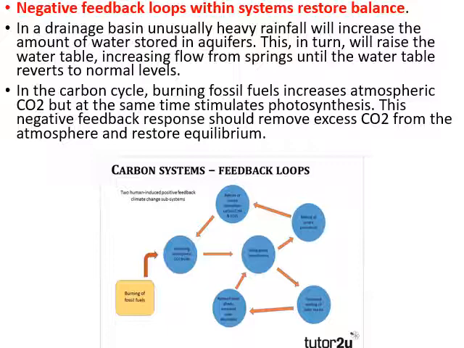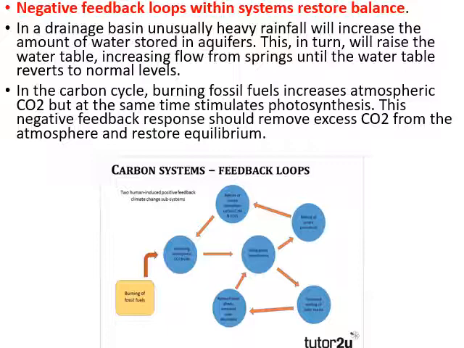So within a drainage basin, when we have heavy rainfall, that will increase the amount of water stored in the aquifers. So the level of water beneath the ground starts to rise. The water table rises. And then what happens in order to restore equilibrium there is the springs either side of the water table will then release that extra water into the rivers and revert that level of water beneath the ground back to normal.